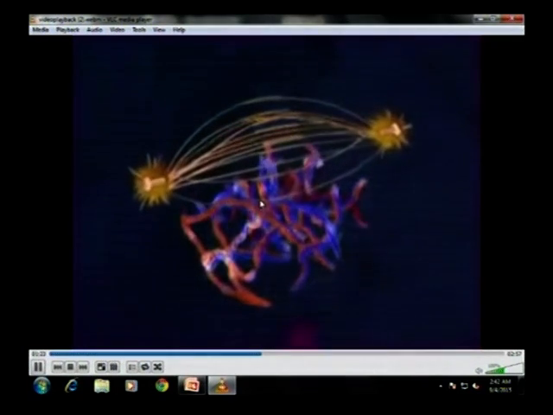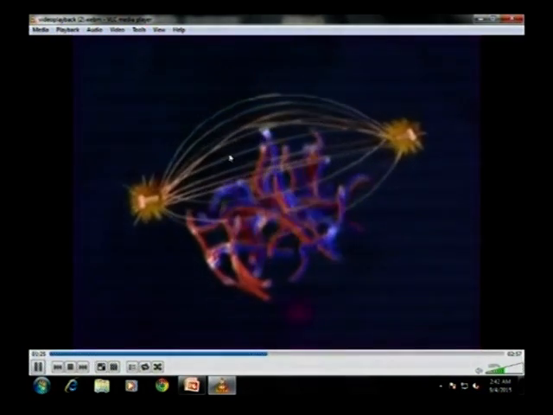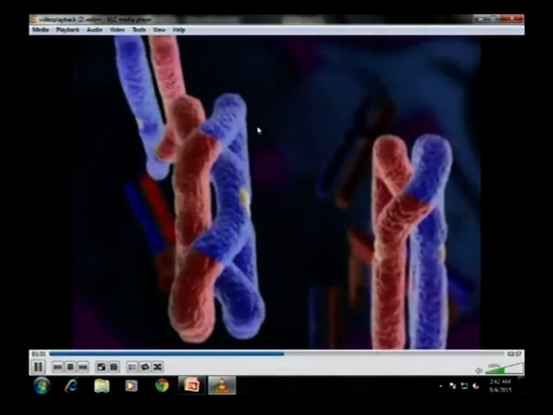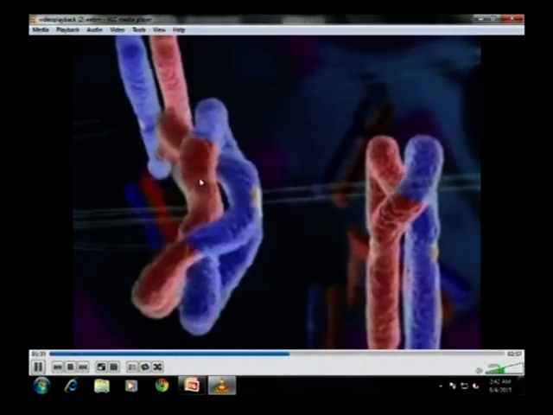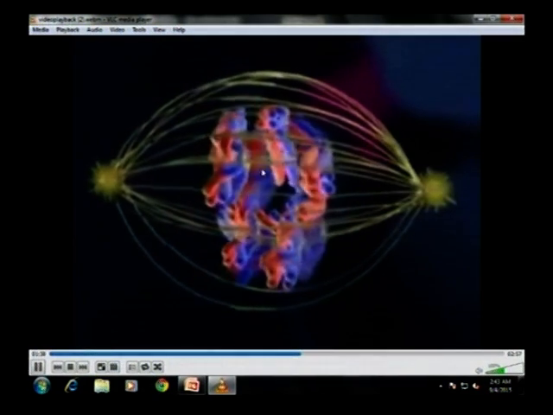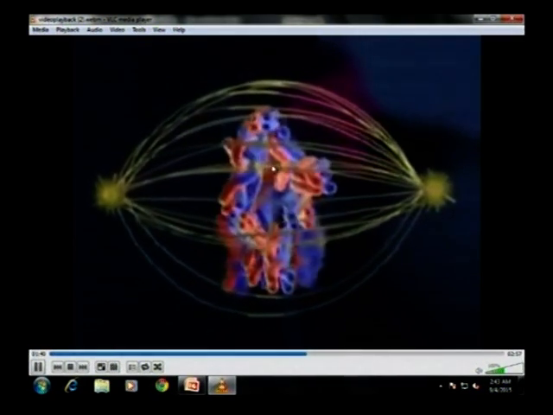Here the nuclear envelope disintegrated and it forms the microtubules, the spindle fibers friends. Observe carefully, here the spindle fibers are attached to the chromosomes at the kinetochore.